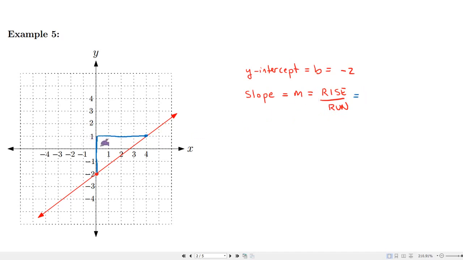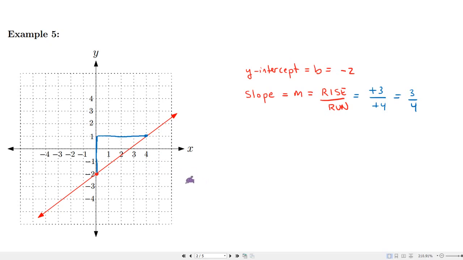So the rise is +1, 2, 3 over the run. Remember, it's going positive because this is the positive y direction, up, and positive x direction is to the right. So that's 1, 2, 3, 4. So that would be +4. So then the slope is 3/4. Okay. So again, 1, 2, 3, and then 1, 2, 3, 4.